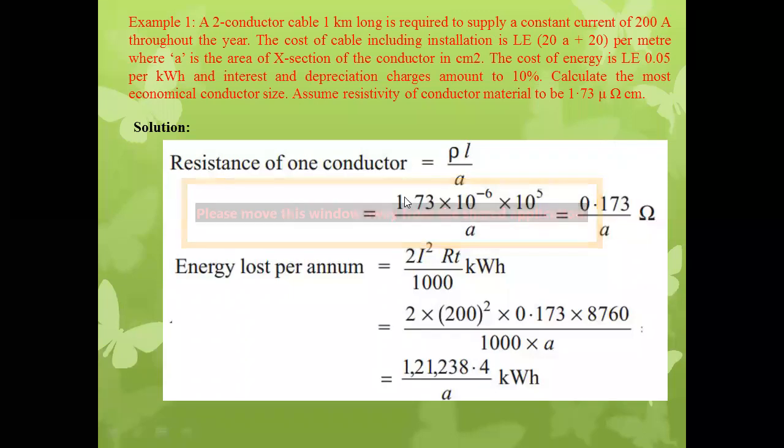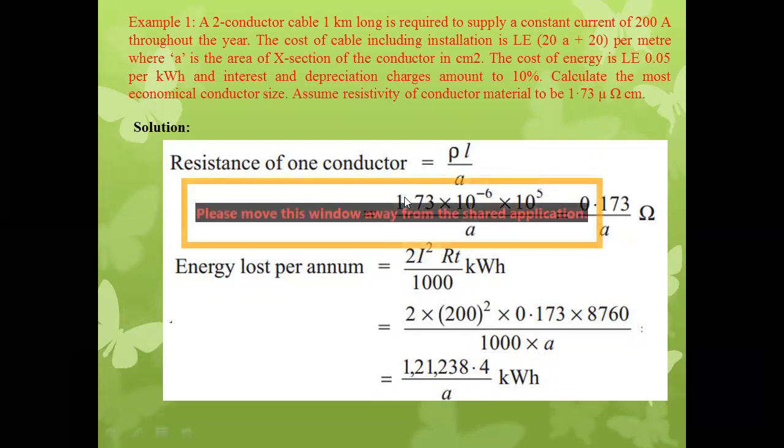Yes, first example on Kelvin's law. A two conductor cable 1 kilometer long is required to supply a constant current of 200 ampere throughout the year.